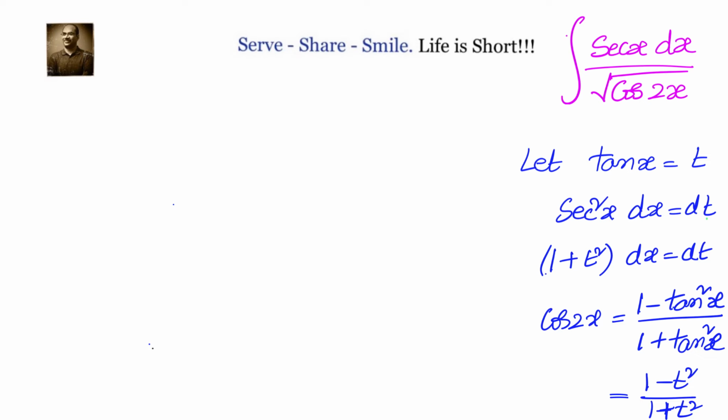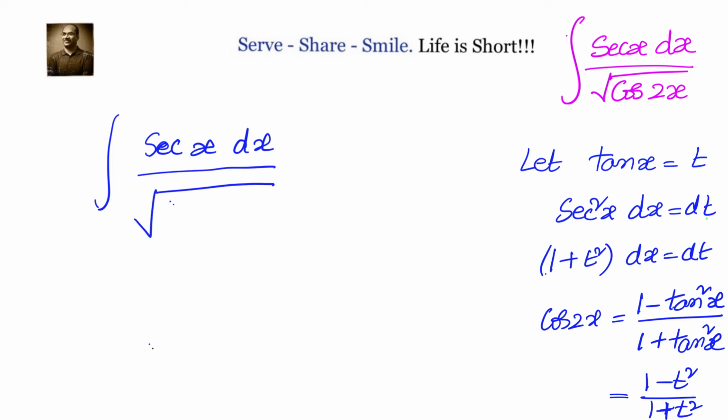So why wait? Let's go ahead and write down the integral of secant x dx divided by, first we will write cos 2x in terms of x, then after that we will change it to t. So what is cos 2x? 1 minus tan square x divided by 1 plus tan square x. Here it is square root of cos 2x, so it is in a root. Now we have everything ready to change from x to t.